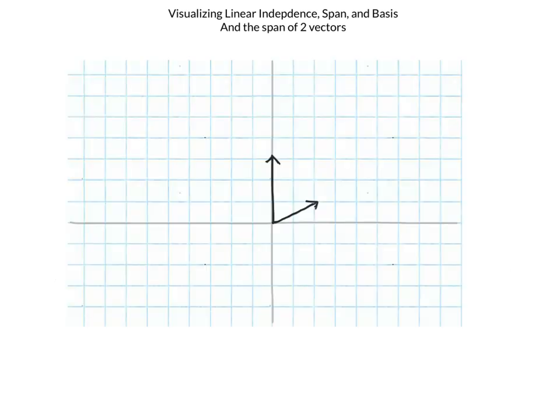One other visualization I wanted to show you is what the span of two vectors looks like. So here I have two vectors in R2. This is the same for two vectors in R3 or R4 or whatever dimension.